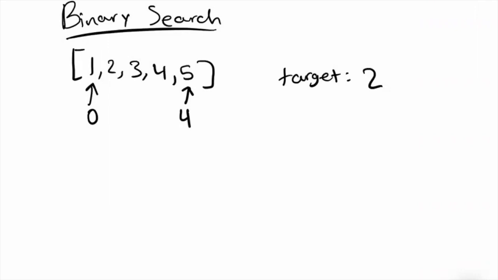And our midpoint is going to be the point in the middle of the whole list. And in this case, it's going to be 3. So 3 is our midpoint.